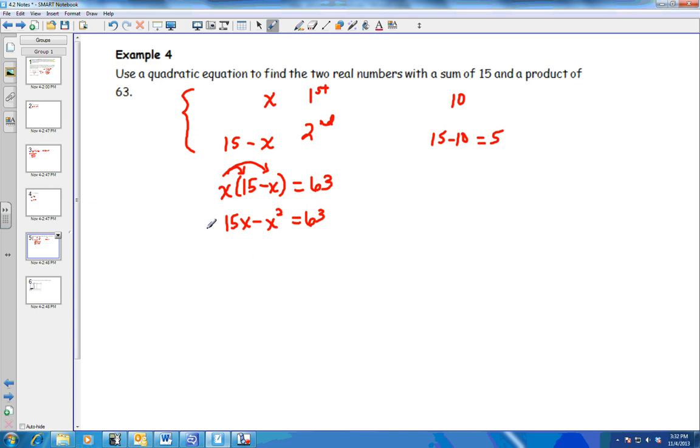Before I can graph it, it needs to be put in standard form. So let's take all this over to the right-hand side. Okay, so I have 0 equals positive x squared, because I moved it over, minus 15x, because I moved it over, plus 63. So now I need to graph this to find my zeros. And my zeros are the solution to the equation.